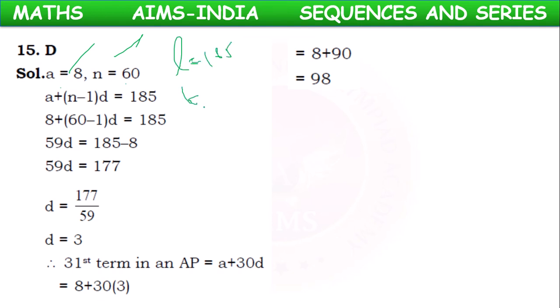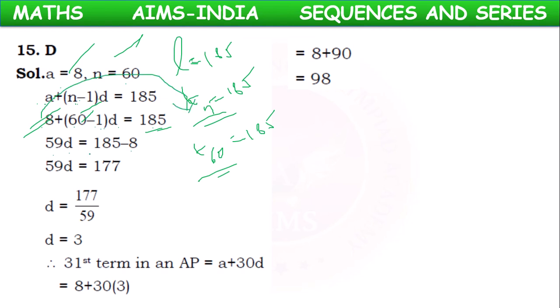The last term is nothing but the nth term, 185, which is nothing but the 60th term, T60 equals 185. But for the nth term we have the formula a plus n minus 1 into d. For the 60th term we have a plus 60 minus 1 into d. In the place of a we can keep 8. In the place of n, 60 minus 1 into d equals 185. So this 8 will come to this side, it will become minus 8. 60 minus 1, 59d equals 177. d equals 177 by 59, which is equal to 3.